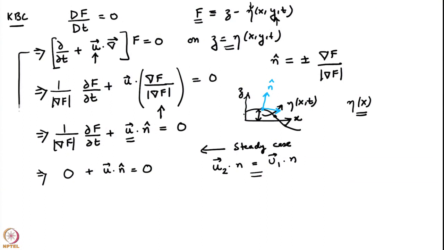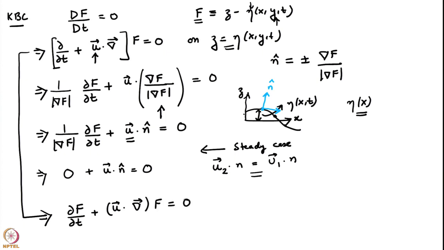Okay. Now the form of the kinematic boundary condition that we will use is obtained from here. We will write it as del f by del t plus u dot grad of f is equal to 0, and one has to remember that this is true only at z is equal to eta. Now with that in mind, we will decompose it into an x, y, z coordinate system. So we will have del f by del t plus u del f by del x plus v del f by del y plus w del f by del z is equal to 0.